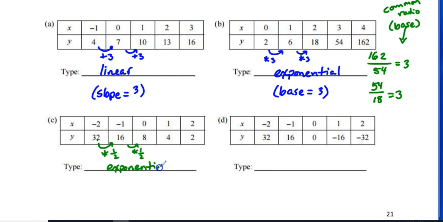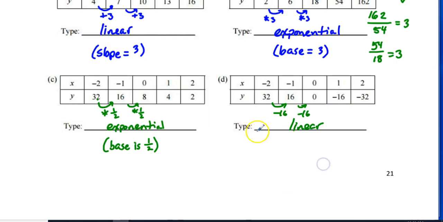And of course we know that if the base is less than 1 but greater than 0, it's decay, right? So that's a decay situation. This example, we did decrease by 16 each time. So it was linear, and so our slope is negative 16.